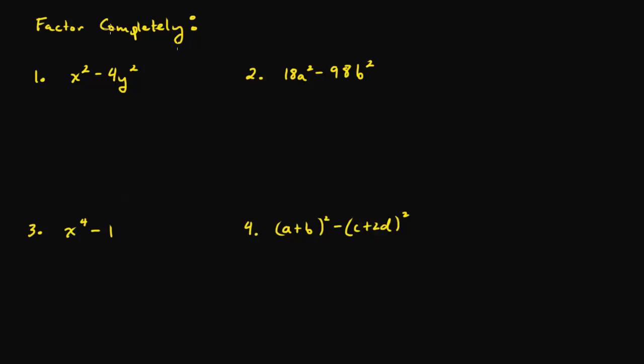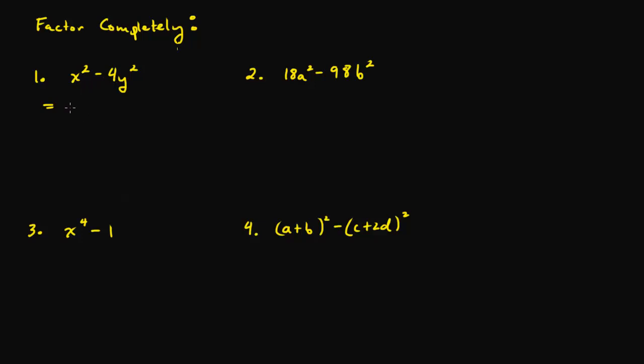So let's go ahead and use this identity here to factor some differences of squares. In the examples below, it says factor completely. In example 1, we've got x squared minus 4y squared. So notice here that we've got two terms. The first term is positive. The second term is being subtracted from the first term. And again, they're both perfect squares. So that means this binomial is going to factor into conjugates.